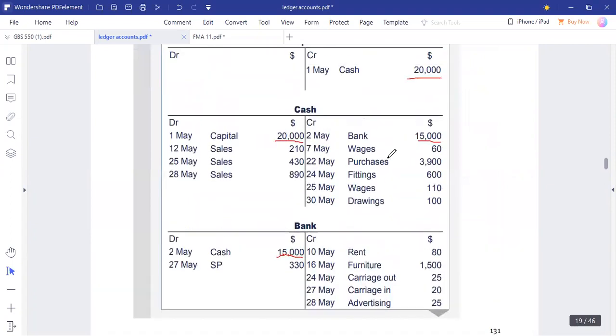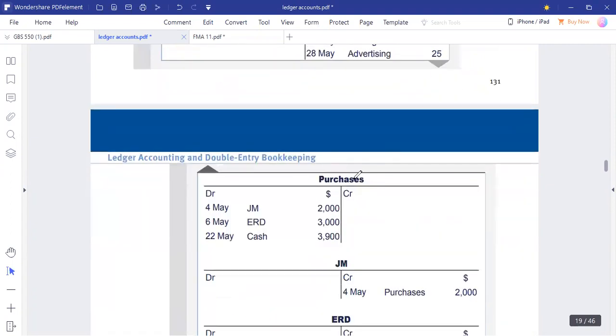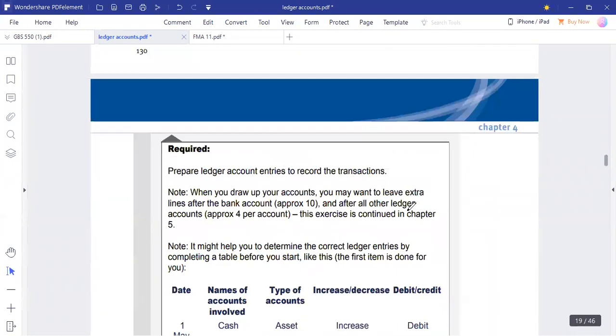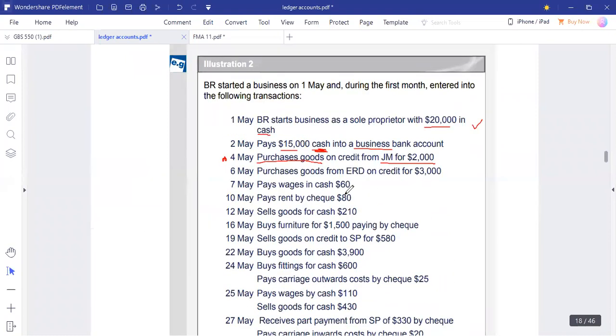So account payable. So we're going to open two accounts, the purchases account and the JM account. JM is what? Account payable. So since we're receiving goods worth 2,000, they're coming in, we're going to put 2,000 there. Then the title of this book, which is JM, we're going to put purchases 2,000. So this is the duality concept, which says for every debit entry, we should have a corresponding credit entry. Let's go to the next transaction.